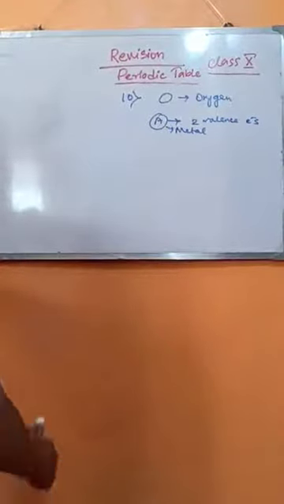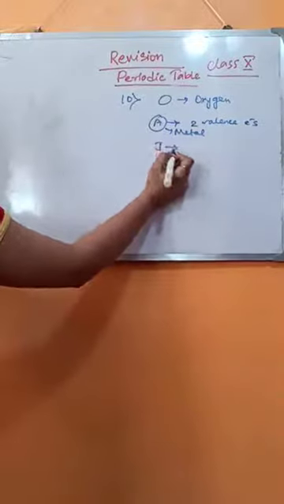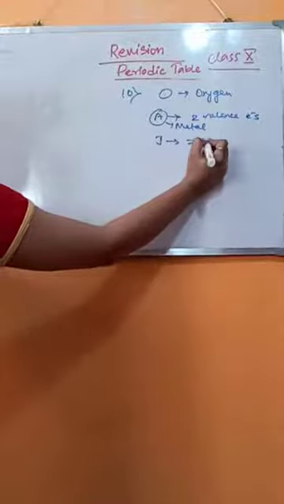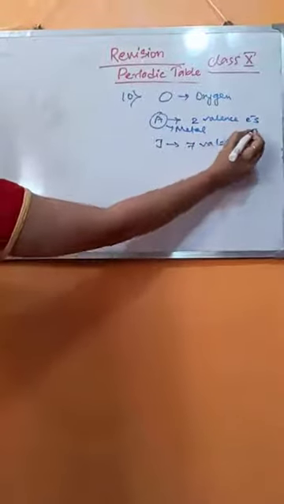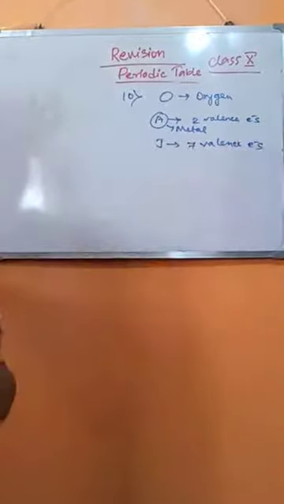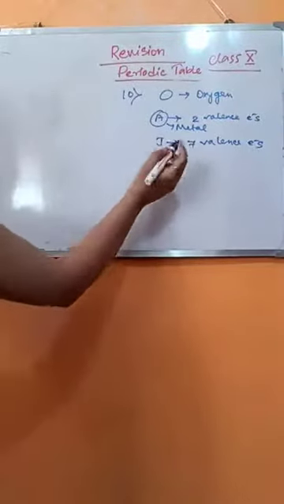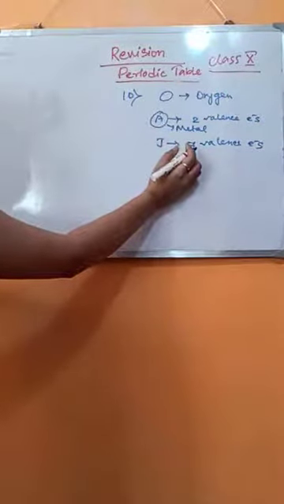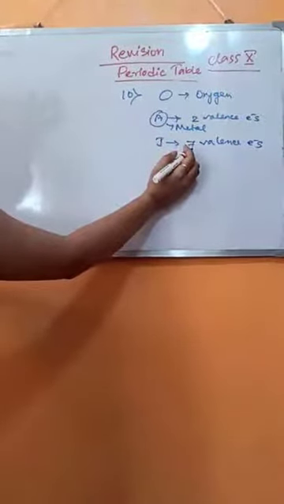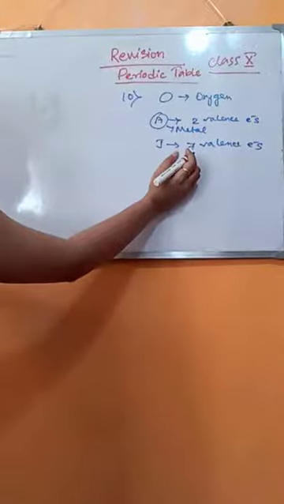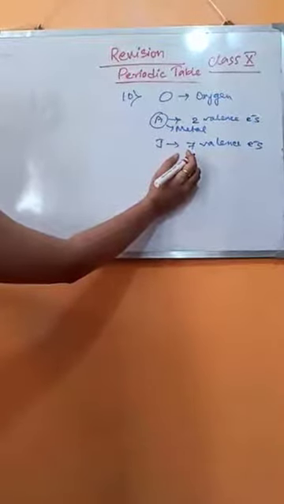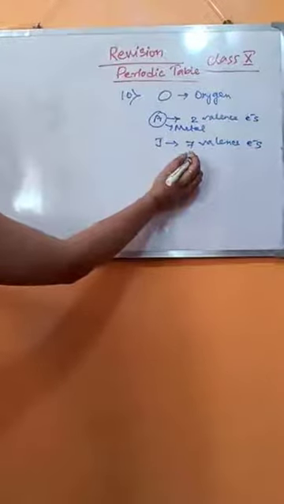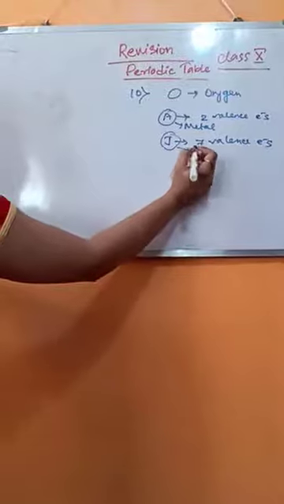Now look at J. J is in group 17, 7A. Group 17, 7A means it has 7 valence electrons. So since J has 7 valence electrons, it will easily want to gain 1 electron to attain stable electronic configuration. And if it gains 1 electron, it will become electronegative in nature. Who wants to gain electron to become electronegative? Generally a non-metal. So J is a non-metal.